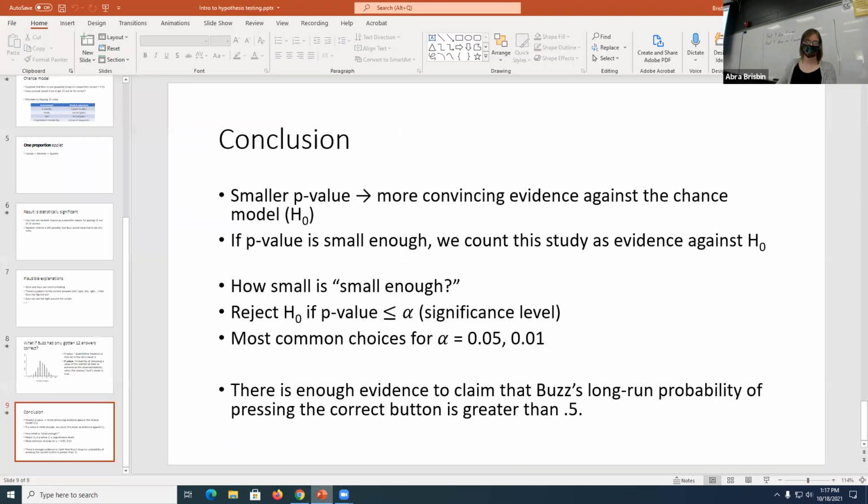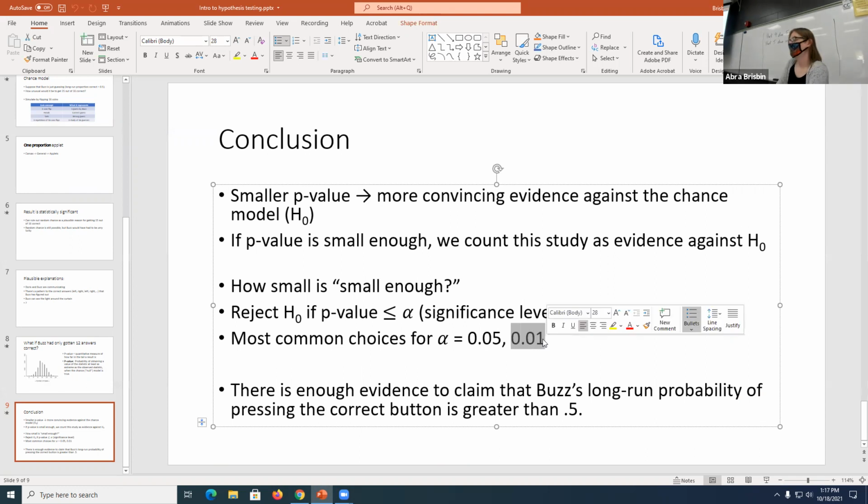So that's saying that at a significance level of 0.01, we can reject the null hypothesis and say that there is enough evidence to claim the alternative hypothesis. So there is enough evidence to claim that Buzz's long run probability of pressing the correct button is greater than 0.5.